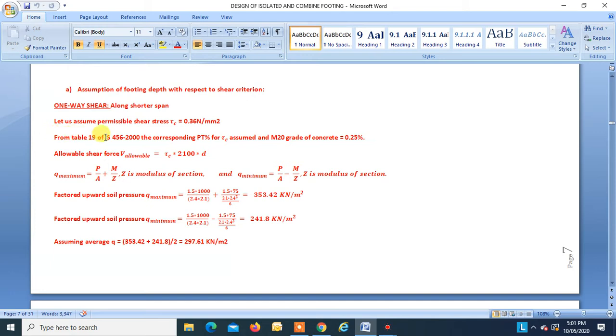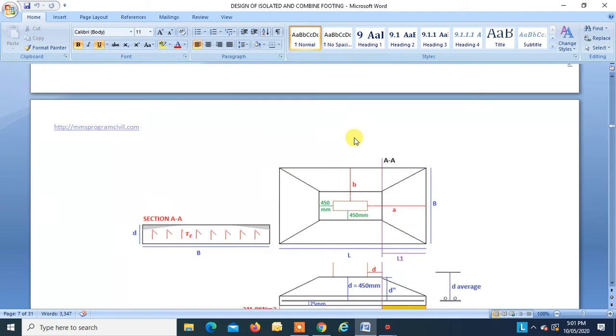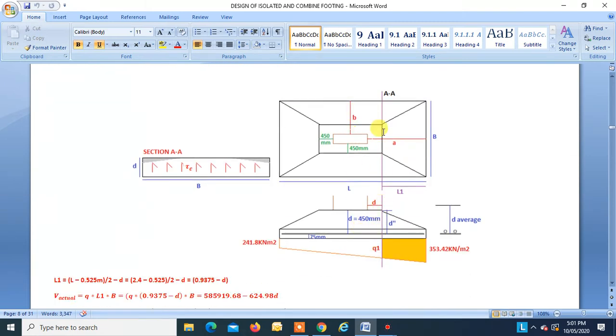So from Table 19, IS 456-2000, the corresponding PT for tau c equal to 0.36 and M20 grade of concrete is 0.25%. That means at this section, at section A, the tensile steel to be provided is 0.25%. That is what we are assuming. Right, so this is the section.